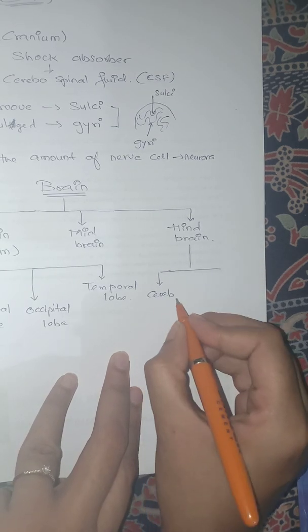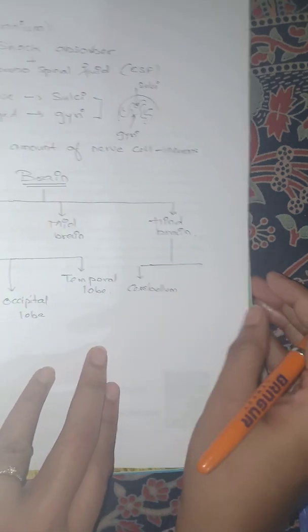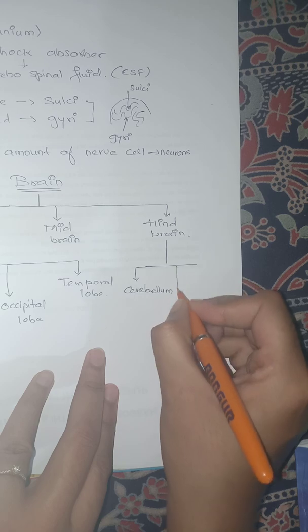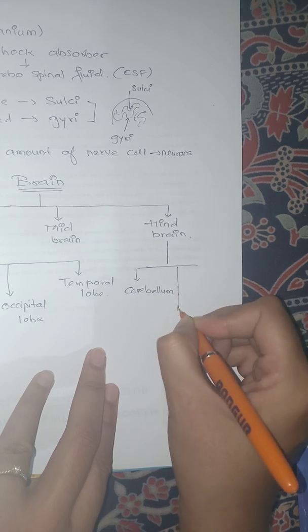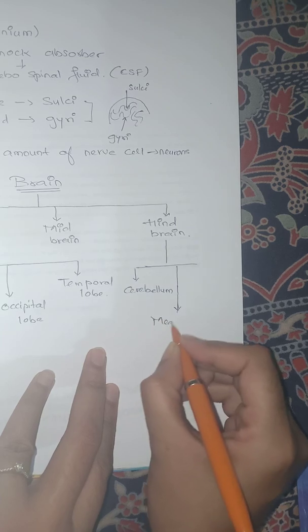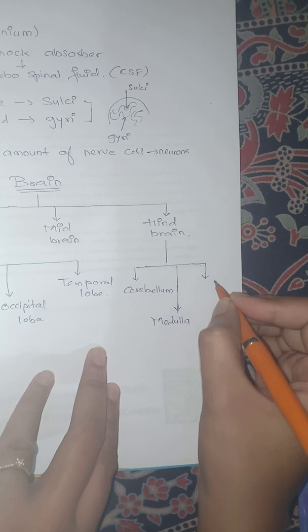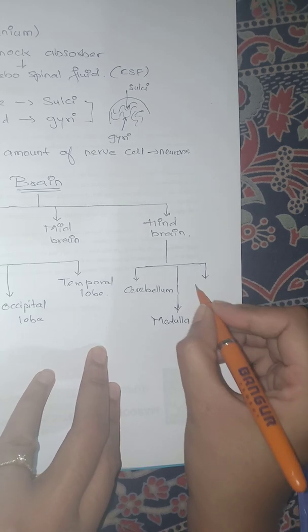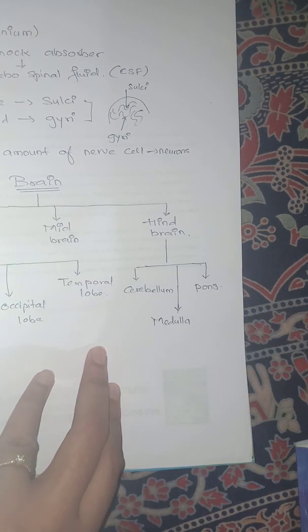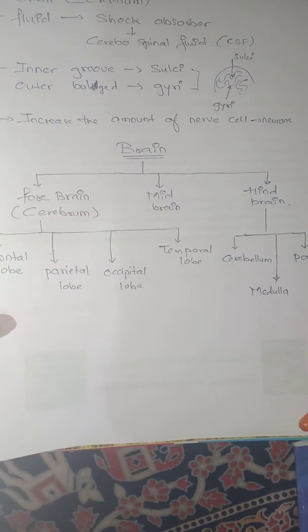One is called your cerebellum. Another one is the medulla oblongata, that is your medulla. And the last part is what we call your pons. So basically this is a flow chart which tells you about the different parts of your brain.